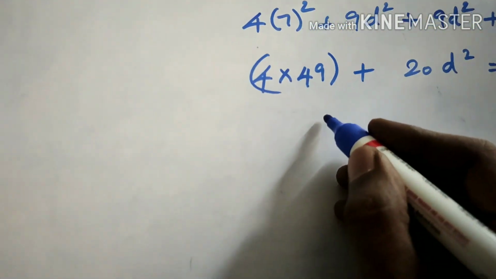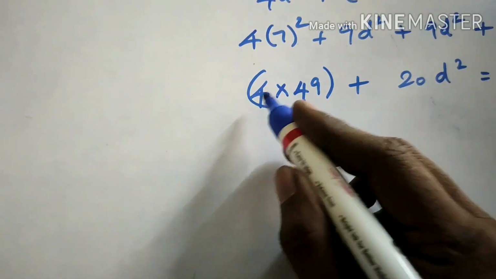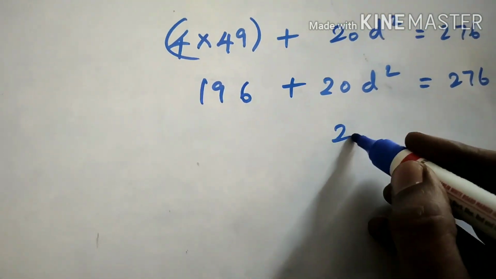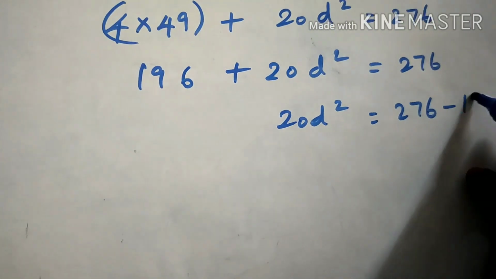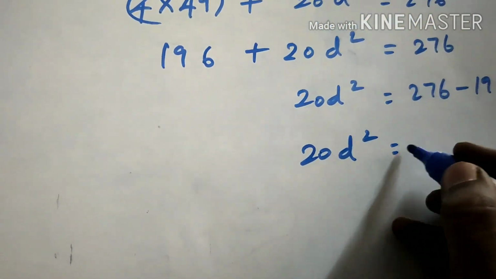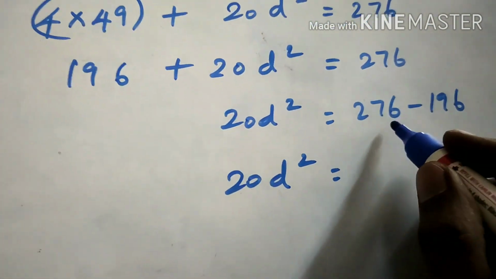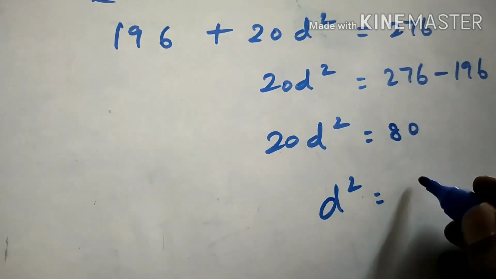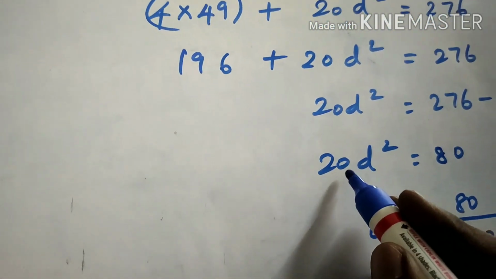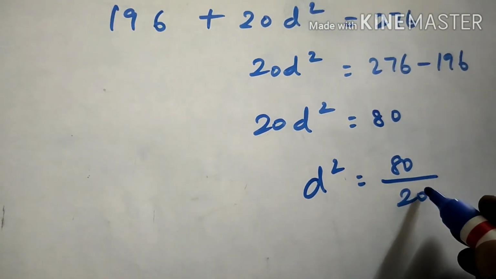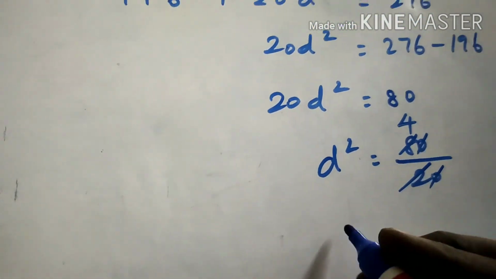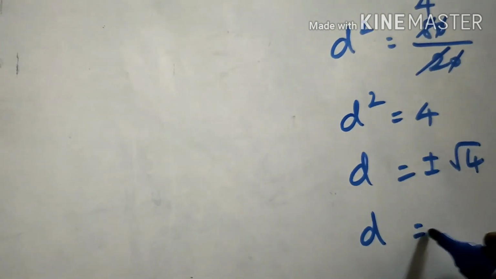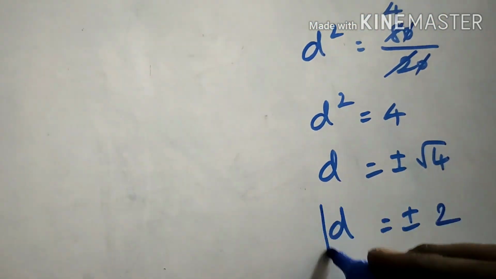If you multiply, you get 196 plus 20d square. Next, 20d square equal to 276 minus 196. So 20d square equal to 80. Okay, if you subtract you get 80. Therefore d square equal to 80 by 20. It is in multiplication, comes to division, and if you cancel you get 4. So d square equal to 4. Therefore d equal to plus or minus root 4. Of course you know plus or minus root 4 is 2.